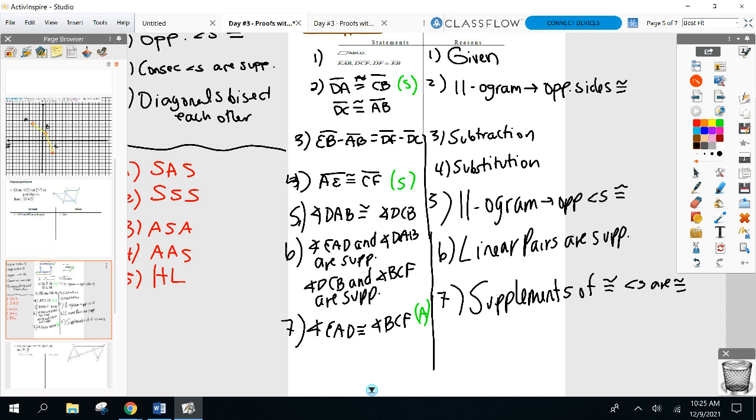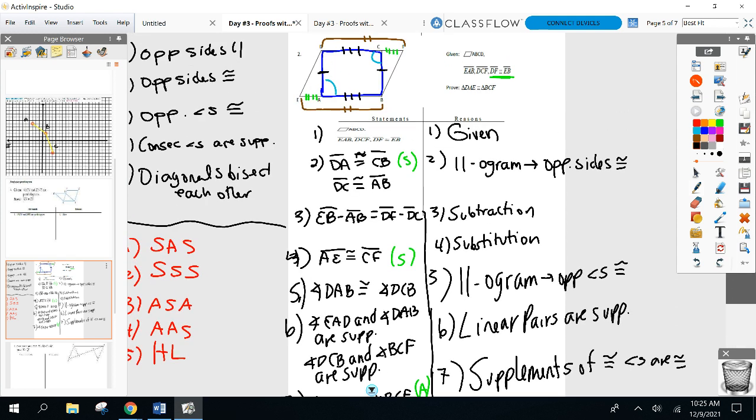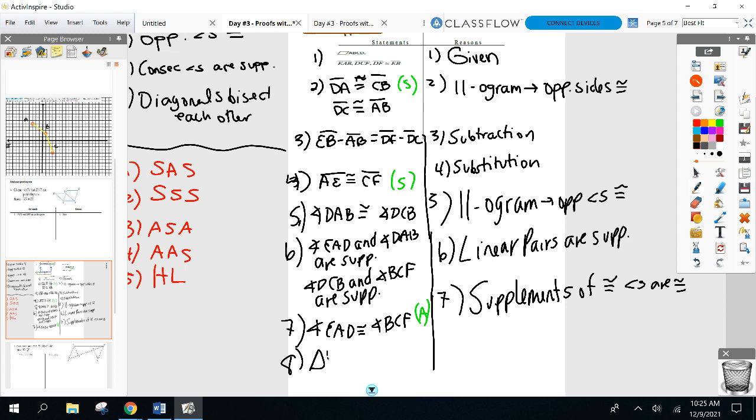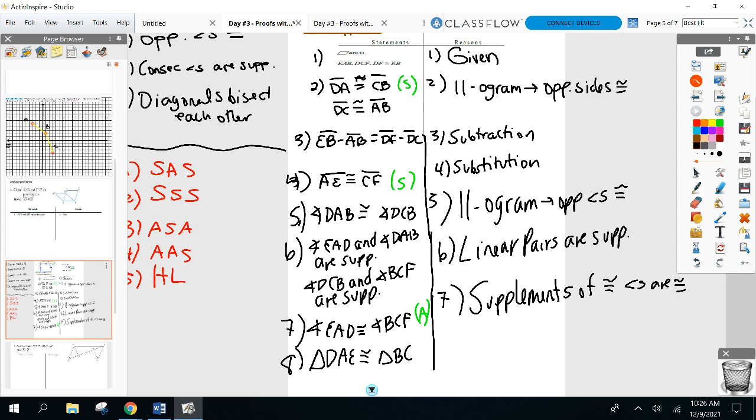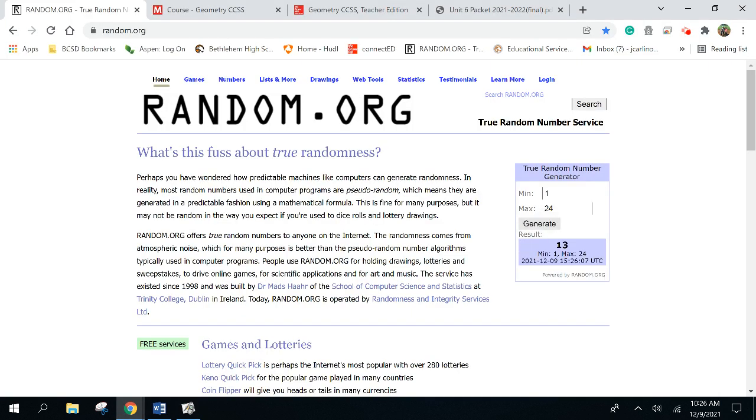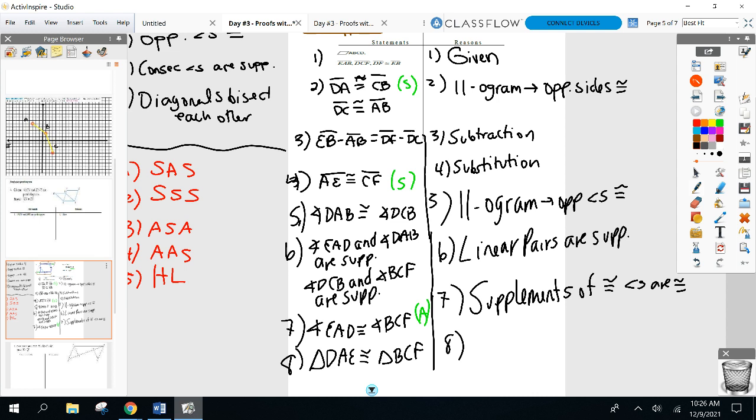A little bit tougher here. We were struggling to begin with, and we just got tougher. And I'm not even done yet. I need a reason. DAE congruent to BCF. My reason, we just went over five of them: side, angle, side. Eight steps, the new norm. All right, new norm, eight steps there.